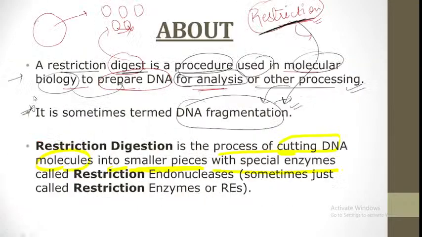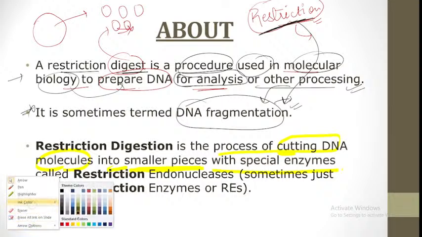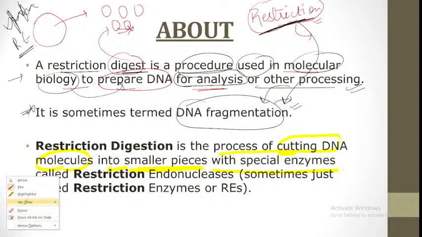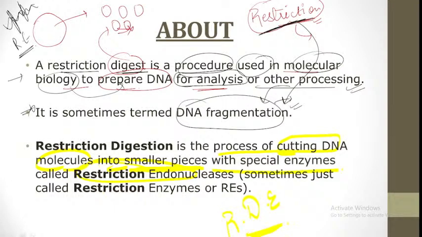You want to cut a DNA fragment, like the complete DNA needs to be cut down. So for this restriction digestion, we would require some special type of enzymes, and these enzymes are given the name of restriction endonuclease, or we can also call them restriction digestion enzymes. They are abbreviated as RE, restriction endonuclease.